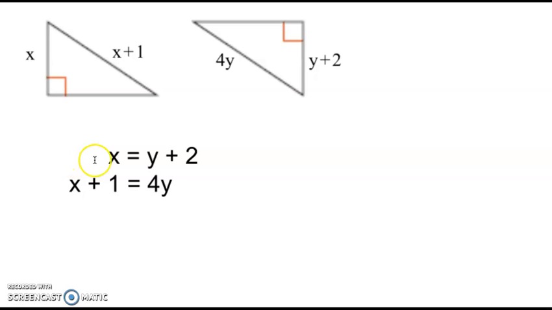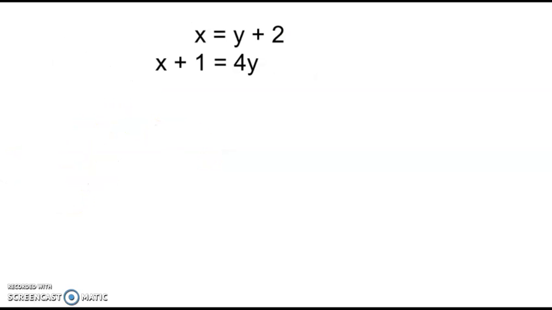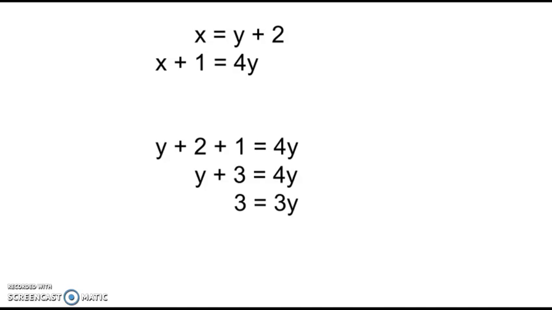Since x is solved for, we can solve by substitution. So I'm going to substitute y plus 2 in for x in the second equation. Now I combine like terms, I'll get y plus 3 equals 4y. Subtract y on both sides, I get 3 equals 3y. Divide both sides by 3, and y equals 1. To find x, I'm going to substitute 1 in for y in y plus 2, since that's already equal to x. So then 1 plus 2 gives me 3, so x is going to be 3.